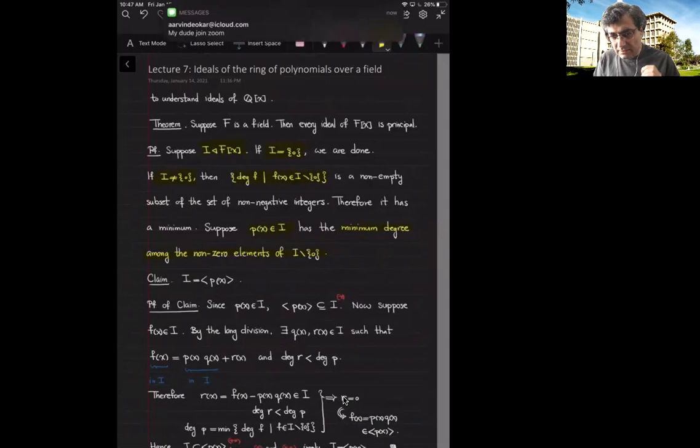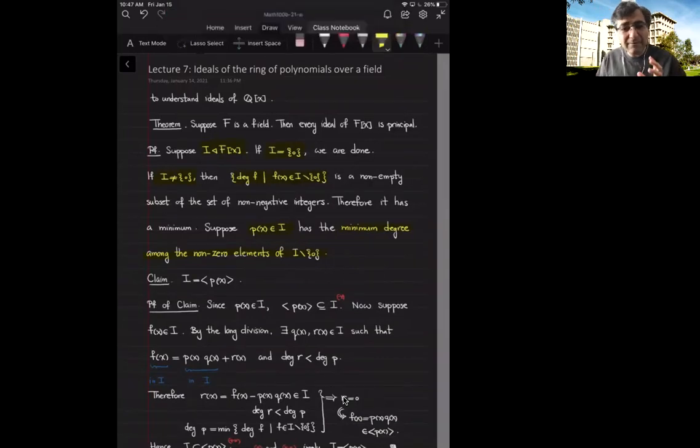Now, the claim is that the ideal I is actually generated by this polynomial. Every other element of the ideal is a multiple of this polynomial. This is the claim. Let's see how the proof goes.